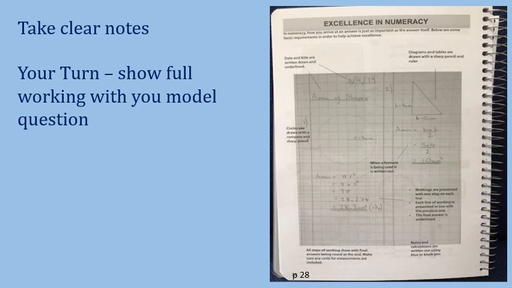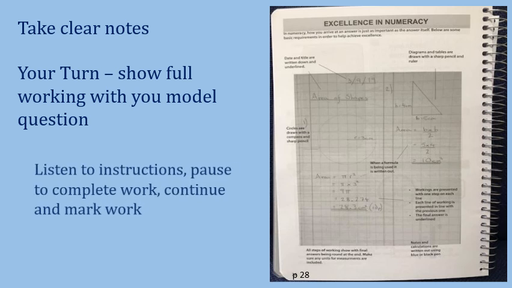Have your class book and equipment ready. Lay your work out in your book as the exemplar in your house planner, ensuring you have a clear date and title. Take notes as you go through the lesson. In the Your Turn section, show full workings as modelled by your teacher.